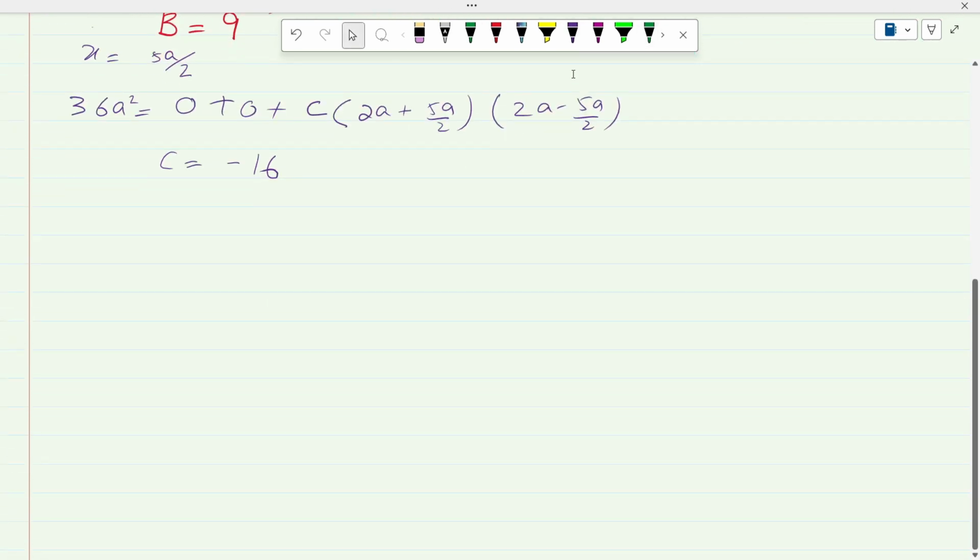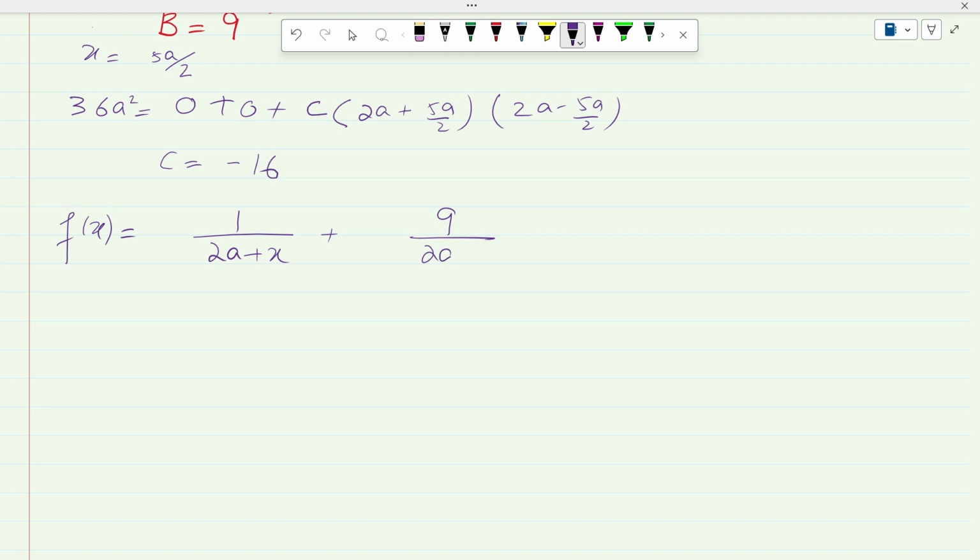So finally, our partial fraction would be, f of x becomes, A is 1, so 1 over 2a plus x. B is 9, so 9 over 2a minus x. And C is minus 16, so minus 16 over 5a minus 2x. This is our required partial fraction.